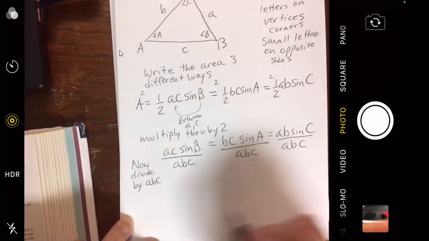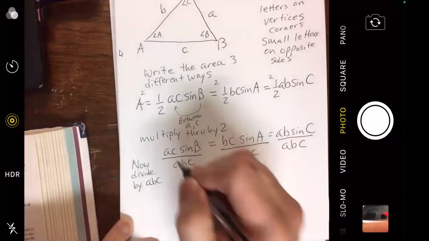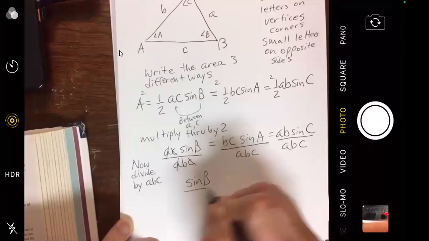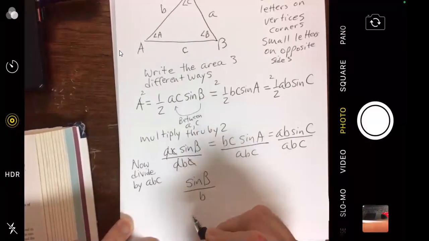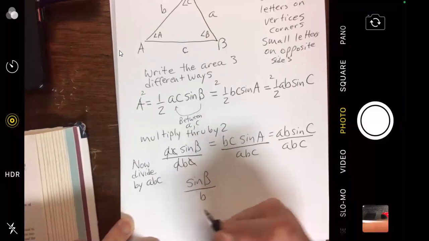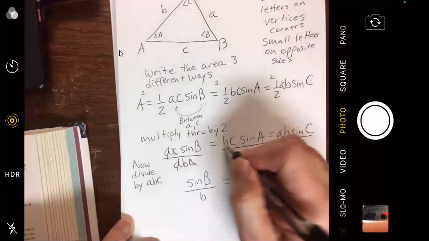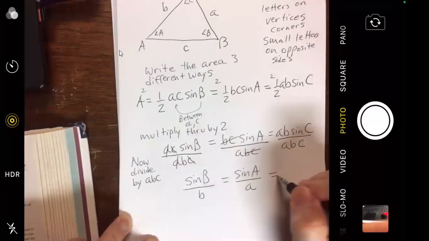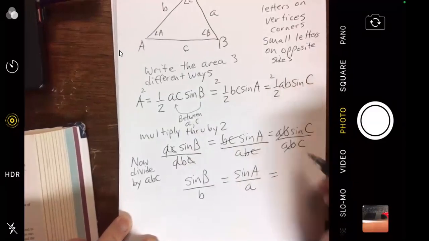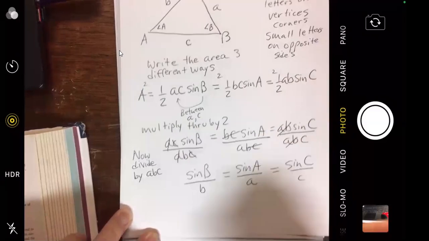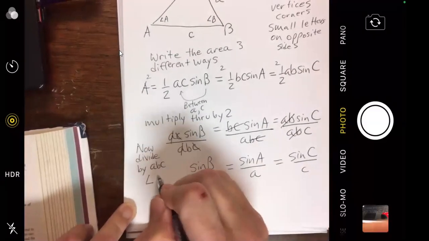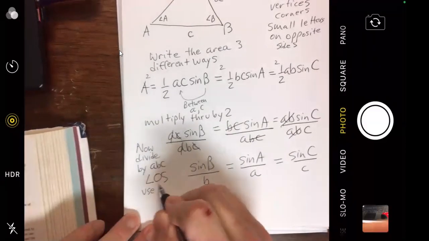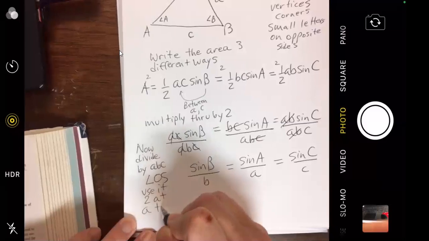And 2 letters in each one will cancel. So the A, C, C, and you wind up with the sine of big angle B over little b. Its opposite side is equal to, here the B and C cancel, the sine of big angle A over its opposite side is equal to, A and B cancel here, the sine of big C over little c. This is law of sines, but you use it 2 at a time.